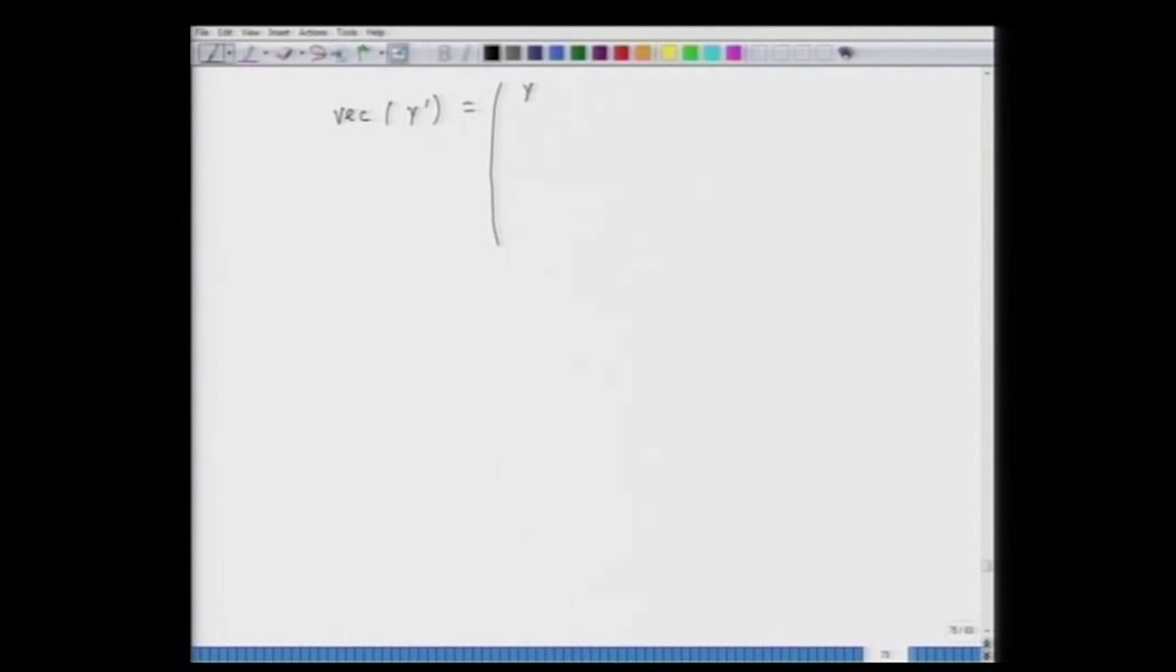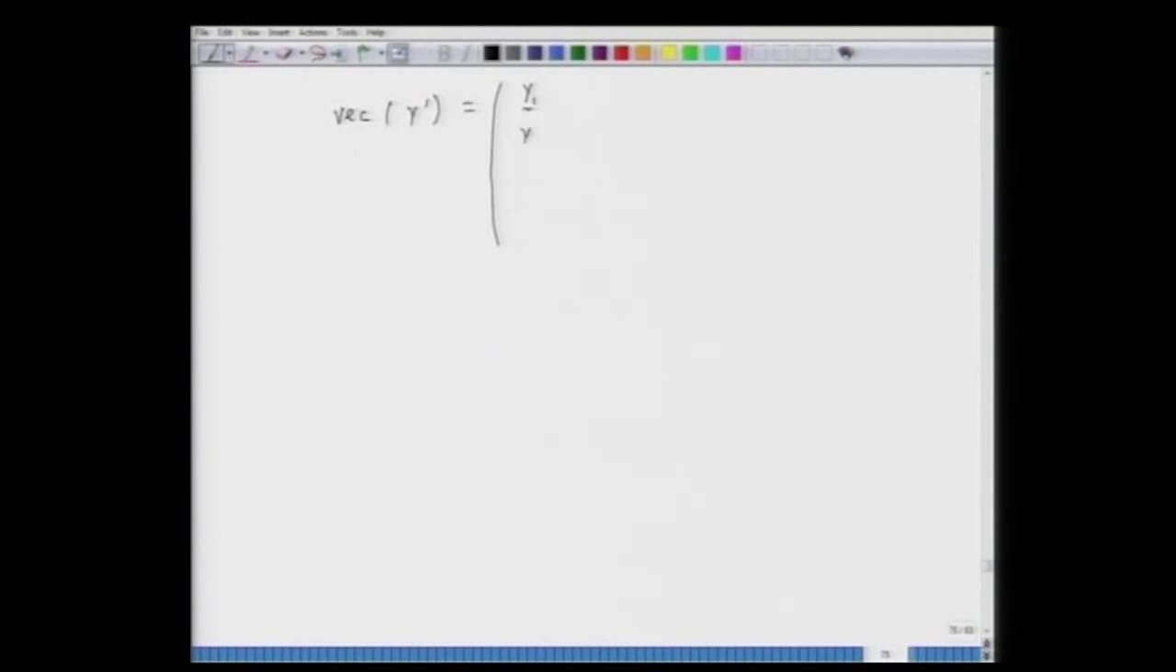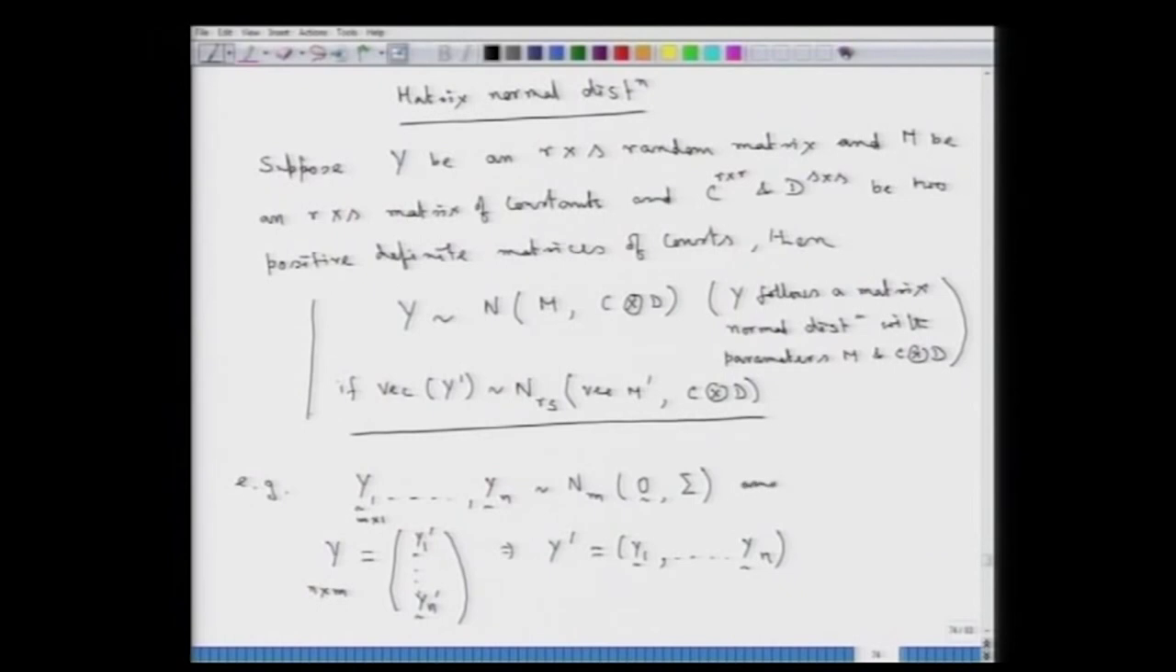How is that going to be formed? The first set of entries is going to be this Y1, which is m-dimensional. The second set of entries would be this Y2. So, we are stacking one vector after the other, and this last one is Yn. So, this vec of Y prime is going to be an mn by one dimensional random vector. Now, what is the distribution of this? We have taken each of these Yi's to be independent, say.